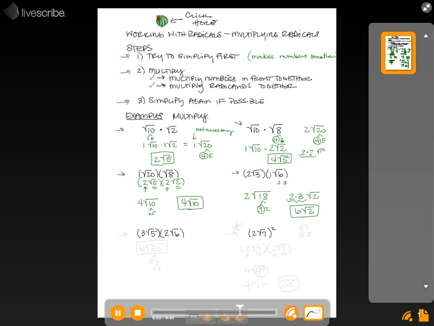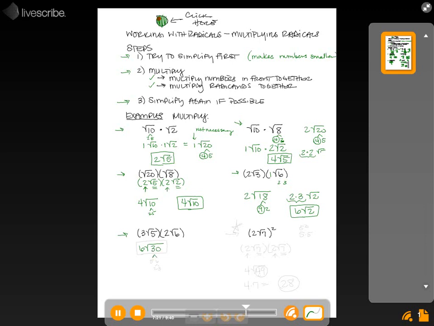Got another example here. Example 5. 3 square roots of 5 times 2 square roots of 6. Now, both of them have numbers out in front. The radicands were already simplified on both. 5 is prime, and we said earlier we couldn't break 6 down. Again, that's paying attention to what you're doing. So we can go ahead and multiply them. 3 times 2 is 6. 5 times 6 is 30.